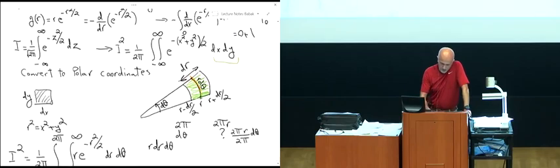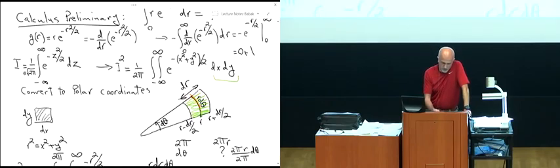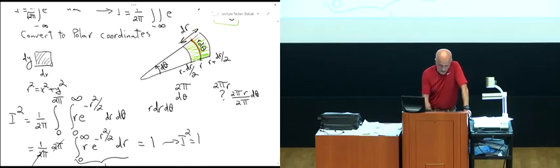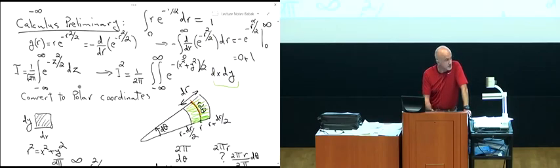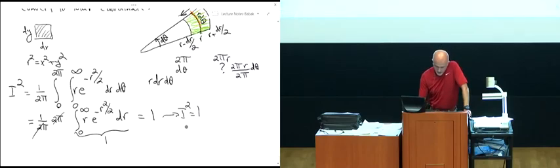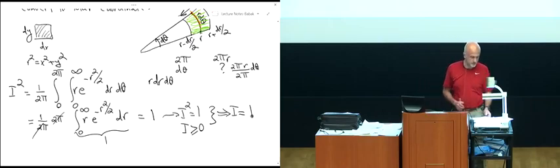I squared is the integral of this function. So I is non-negative. I is the integral of this Gaussian function. It's non-negative. So if I squared is 1, and I know I is greater than or equal to 0, what does that say about I? 1. We're done.